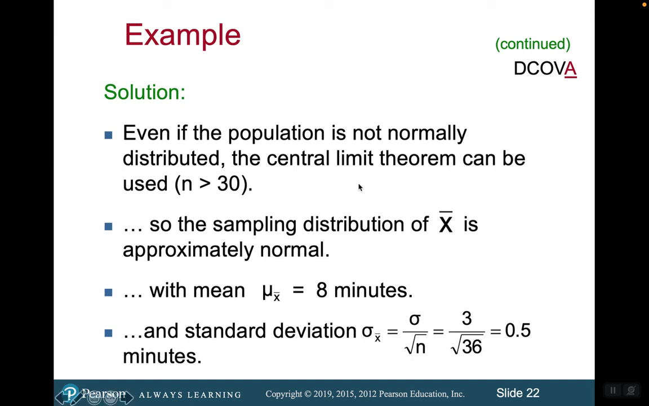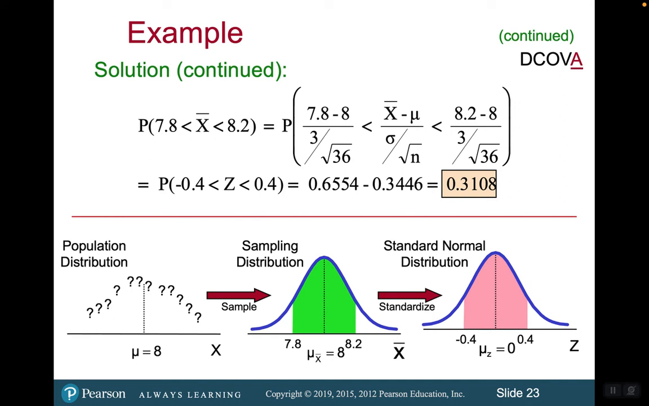Even though our population is not normally distributed in this case, we can use the central limit theorem as long as we take more than 30 samples, which makes our sampling distribution approximately normal, with a mean of 8 minutes and a standard deviation of 0.5 minutes. Here's our approximation as we go through our calculations.